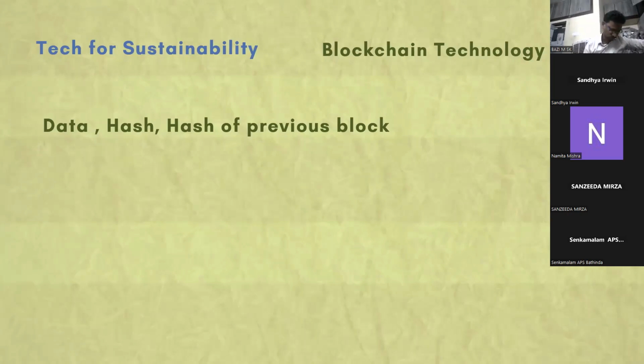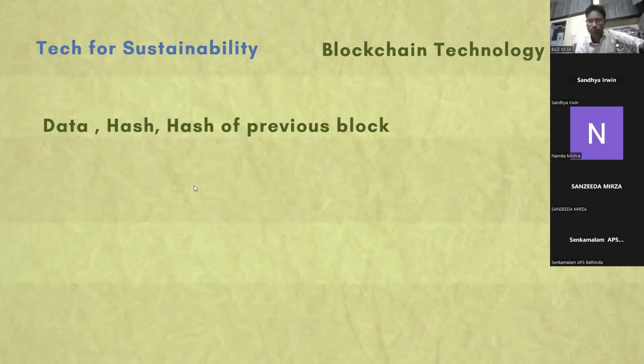And each block has three parts. These are the three parts that you see: the data, hash, and hash of previous block. Okay, so there is a picture to represent that as well. But before I show it to you, let me help you with applying these three things: data, hash, and hash of previous block, to three different things.